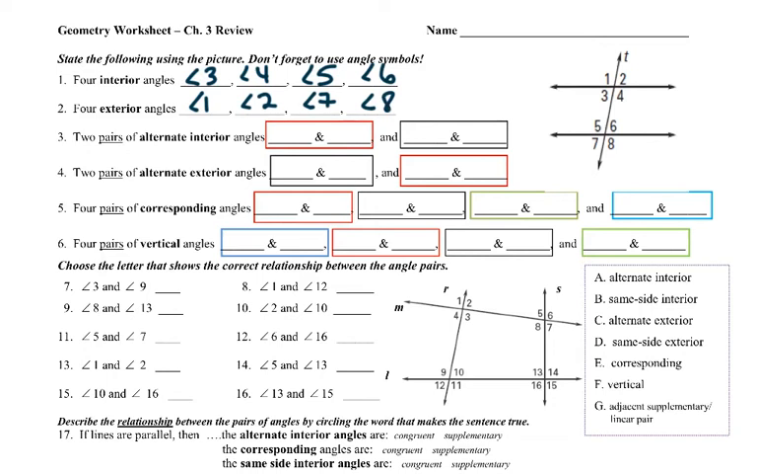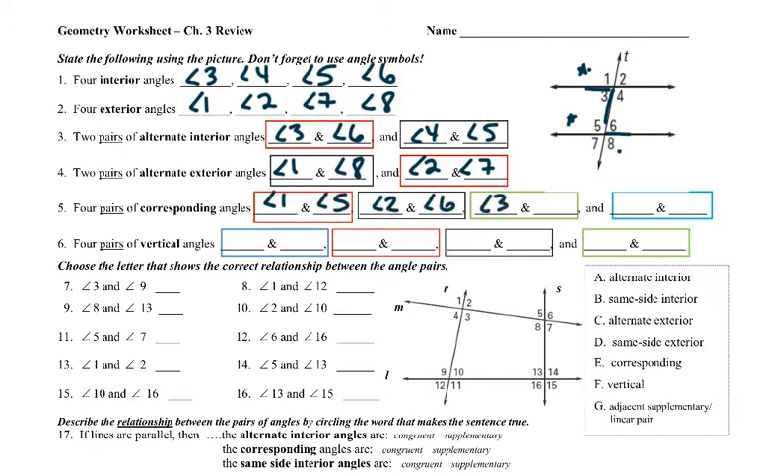When we want to name pairs of alternate interior angles, those would be like angle 3 and angle 6, angle 4 and angle 5. Notice I have the angle symbol. Two pairs of alternate exterior angles, those would be angle 1 and angle 8, angle 2 and angle 7. Corresponding angles are like 1 in, 1 out. So those would be angle 1 and angle 5. Similarly, angle 2 and angle 6, angle 3 and angle 7, and angle 4 and angle 8.